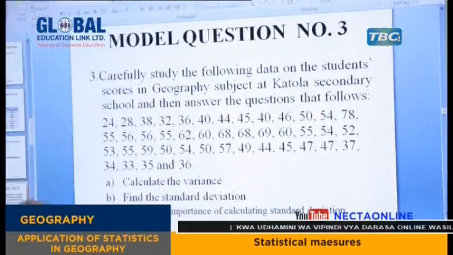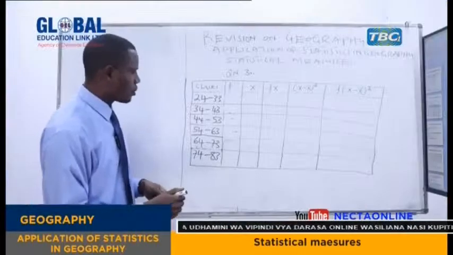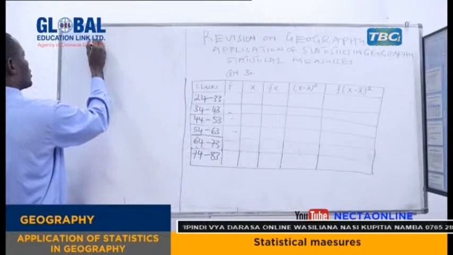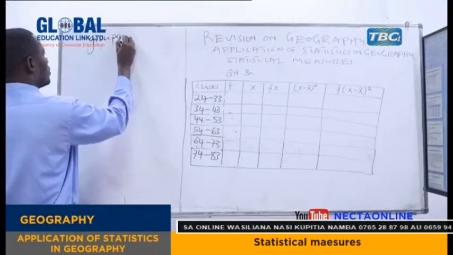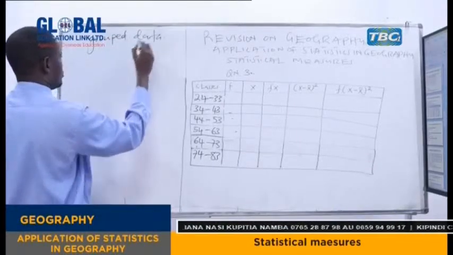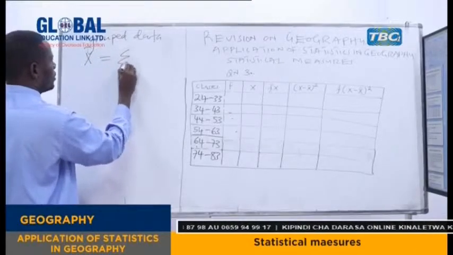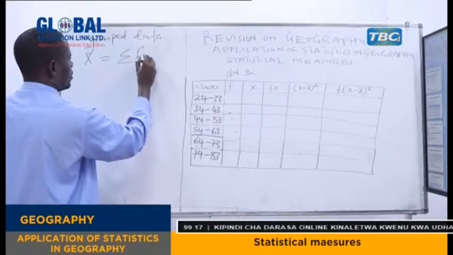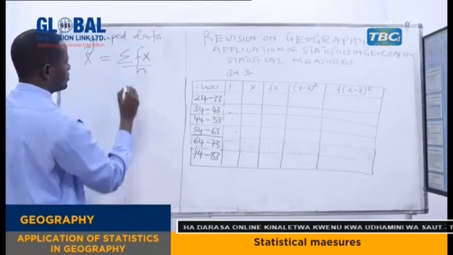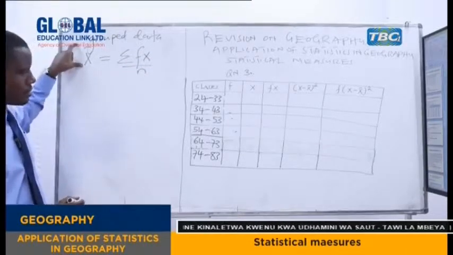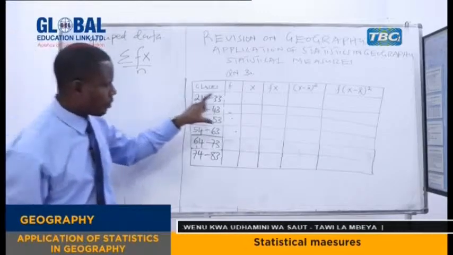So what do we do before we start solving anything? We just recall, it's about the grouped data. Just recall the formula for finding the mean for grouped data. The mean is equal to the summation of fx, then you divide by n. And then over there we'll be having the mean, because remember we have established the column over there.